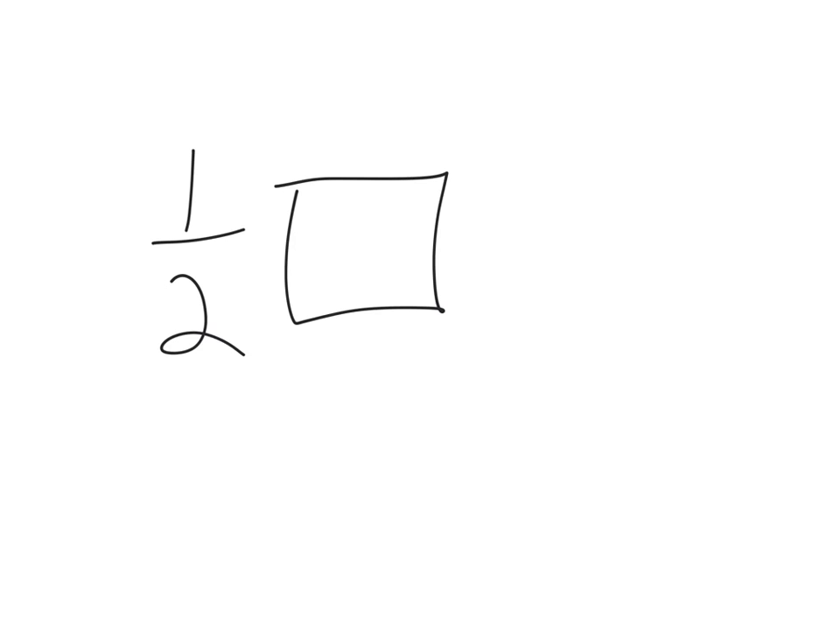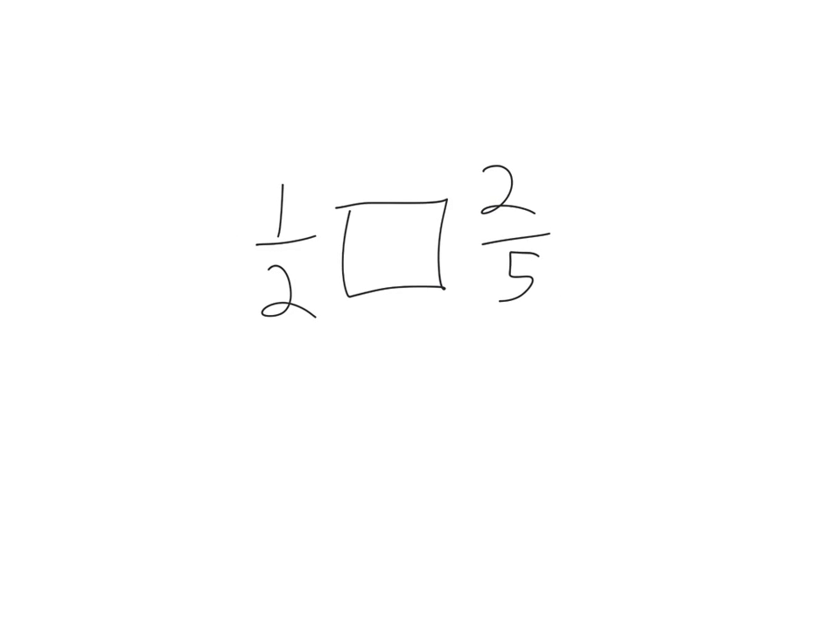Okay, we have 1/2. And don't worry if you cannot see it, I can shrink it. 1/2, and then you have 2/5, right? So we need the common denominator, okay? We need the bottoms to be the same. Are they the same right now? No. So what do we have to do to make them the same? Times 5, times 2. 2 times 5 is 10.